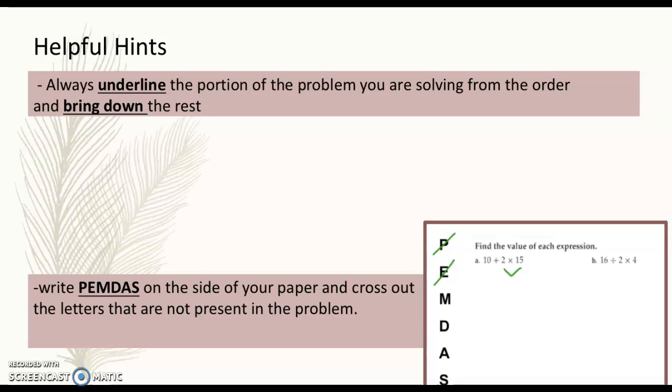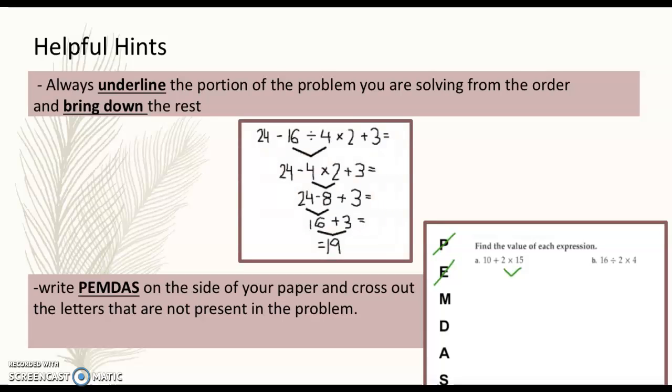So I have some helpful tools for you guys when you are practicing these problems. The first tool is always underline the portion of the problem you are solving from the order and bring down that simplification, and then bring down the rest of the expression. This picture that I put up here shows you what I want your problems to look like when you're completing them. So you're going to bring it down with two arrows coming to a point, kind of like a pyramid. The other tool is to write PEMDAS vertically on the side of your paper and cross out the letters of the rules that are not shown in the problem.